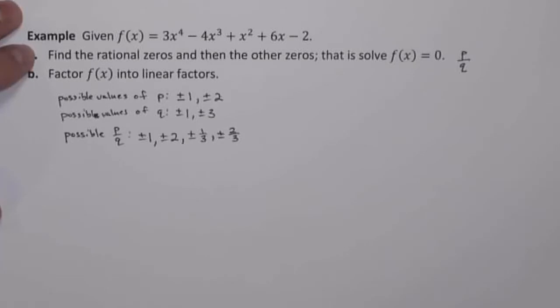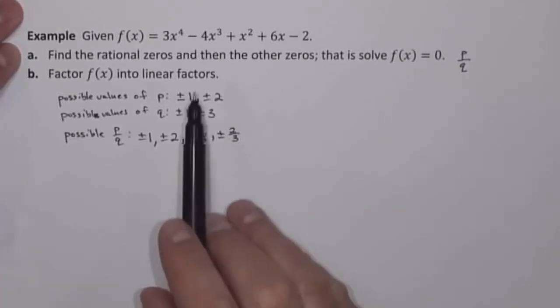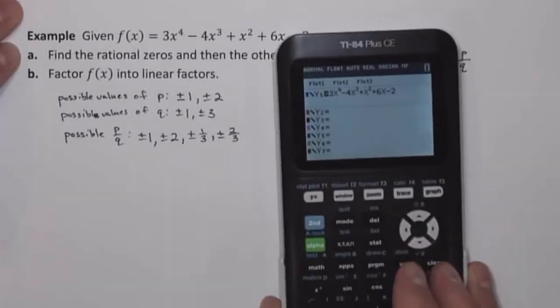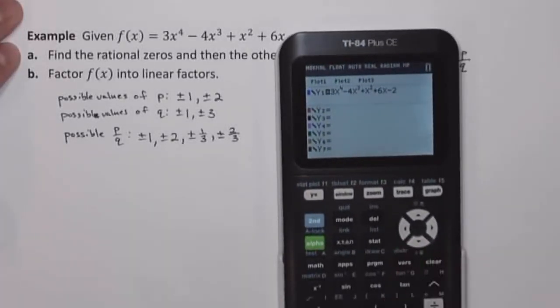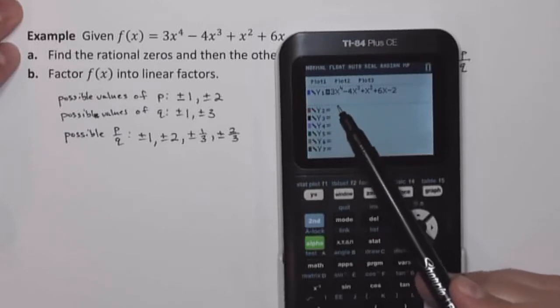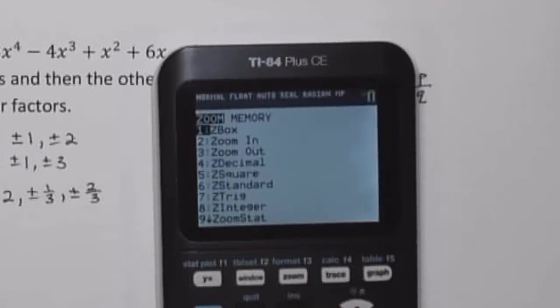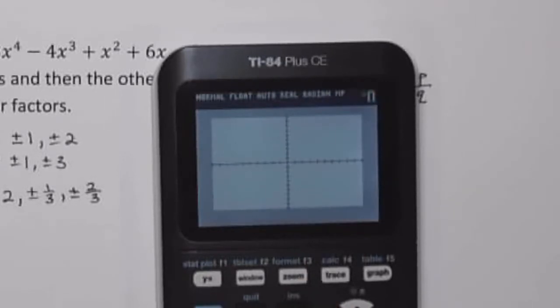Okay? So rather than just guess, I'm going to show you a shortcut that we can use to improve our ability to determine what the rational zeros are. And that is by using our graphing calculators. So I have entered our function into my calculator, and I'm going to do zoom 6 and take a look at the graph of this.